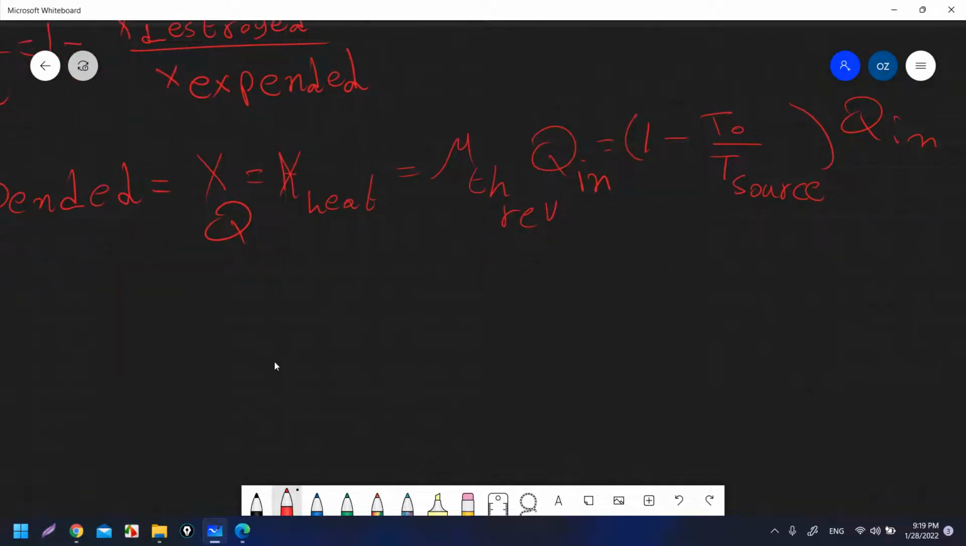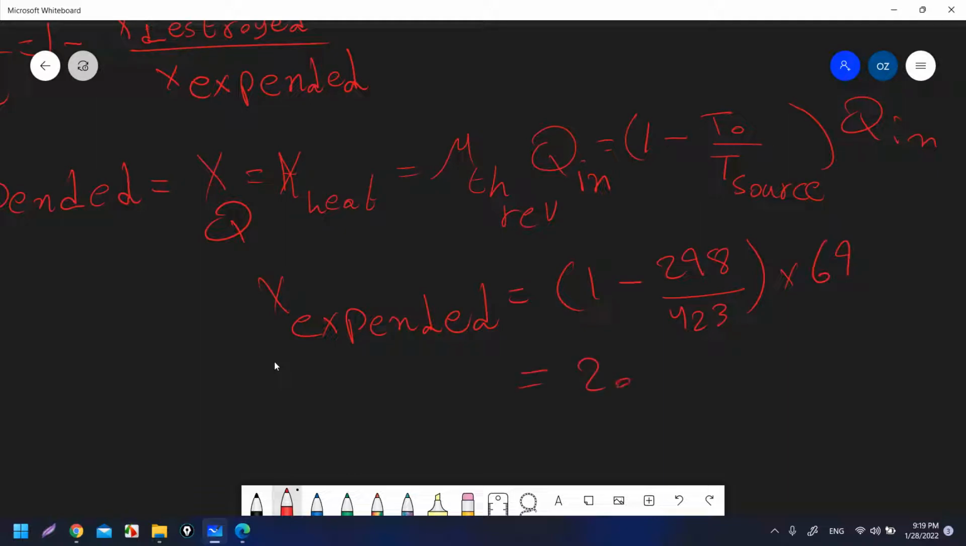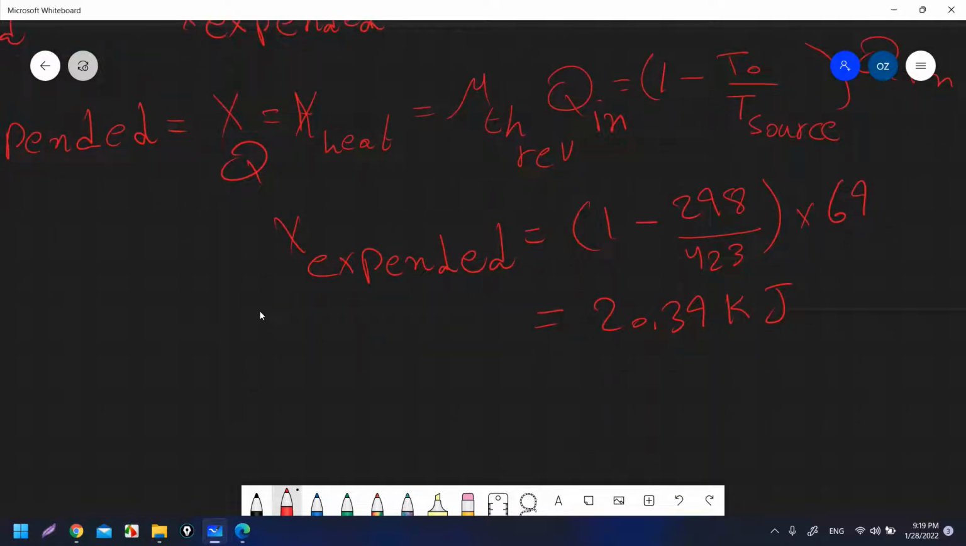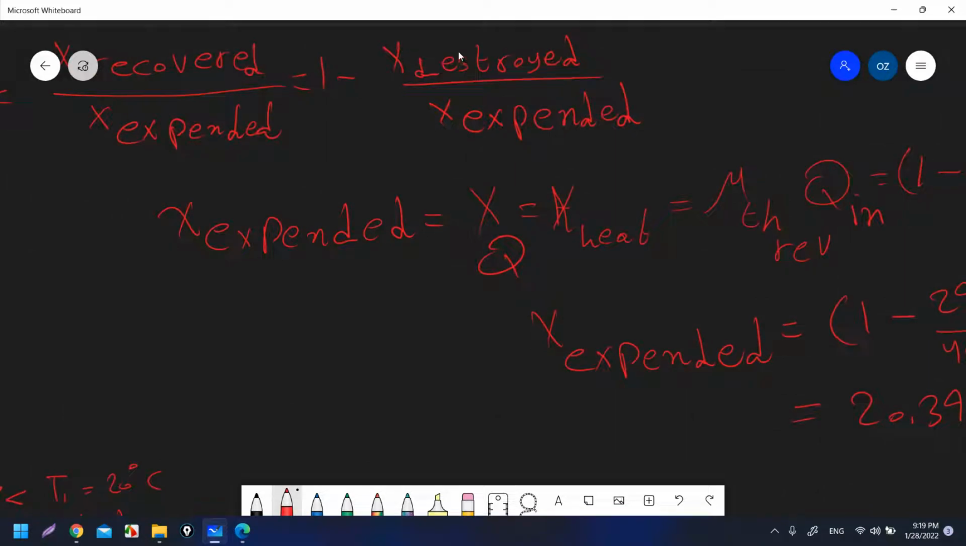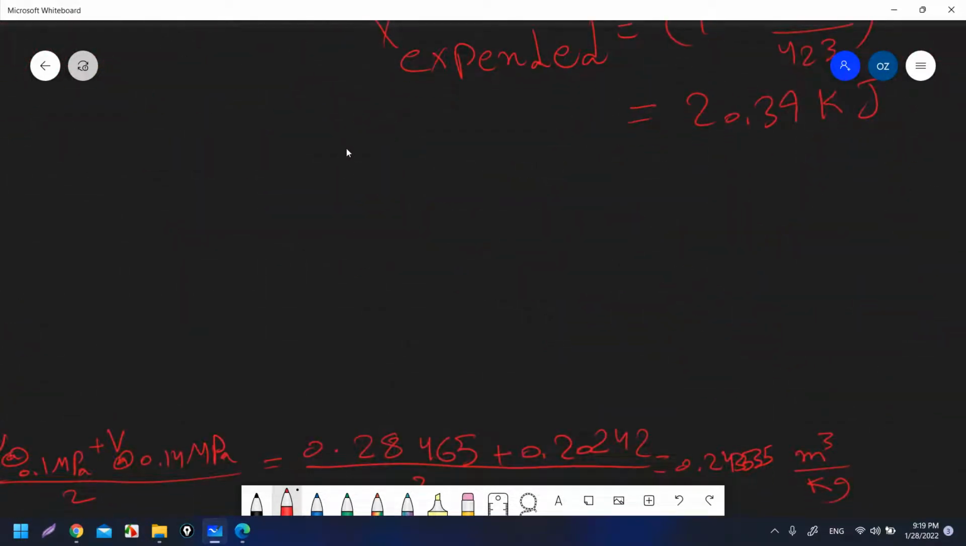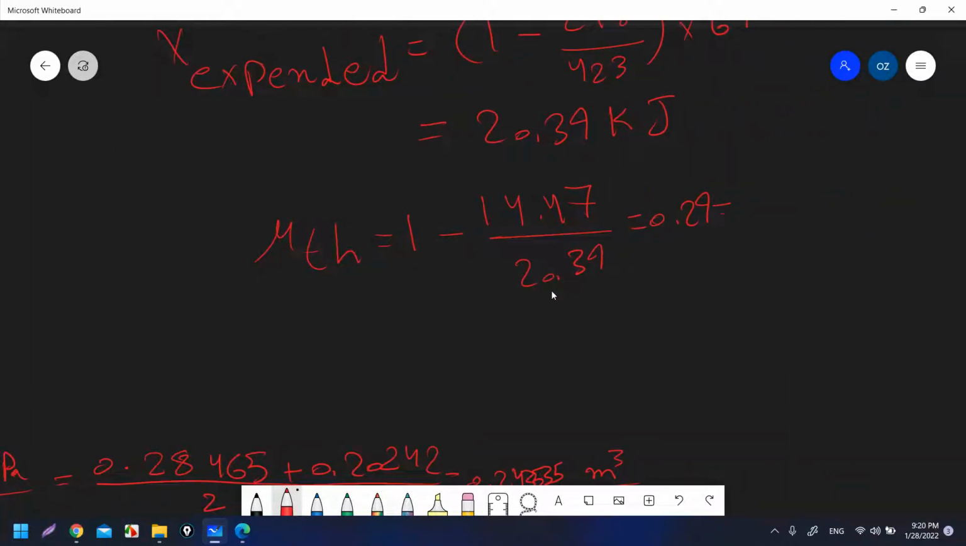Okay, let's substitute. So X expanded is equal to 1 minus 298 over 423 times 69, which equals 20.39 kilojoule. Of course, the numbers will be different from the solution manual because they made a mistake in the specific volume V2, I think. And we have the exergy destroyed, which we calculated in part C, so we will substitute in this equation. Second law efficiency is equal to 1 minus 14.47, the exergy destroyed, over the exergy expanded 20.39, which is equal to 0.29, also 29%.